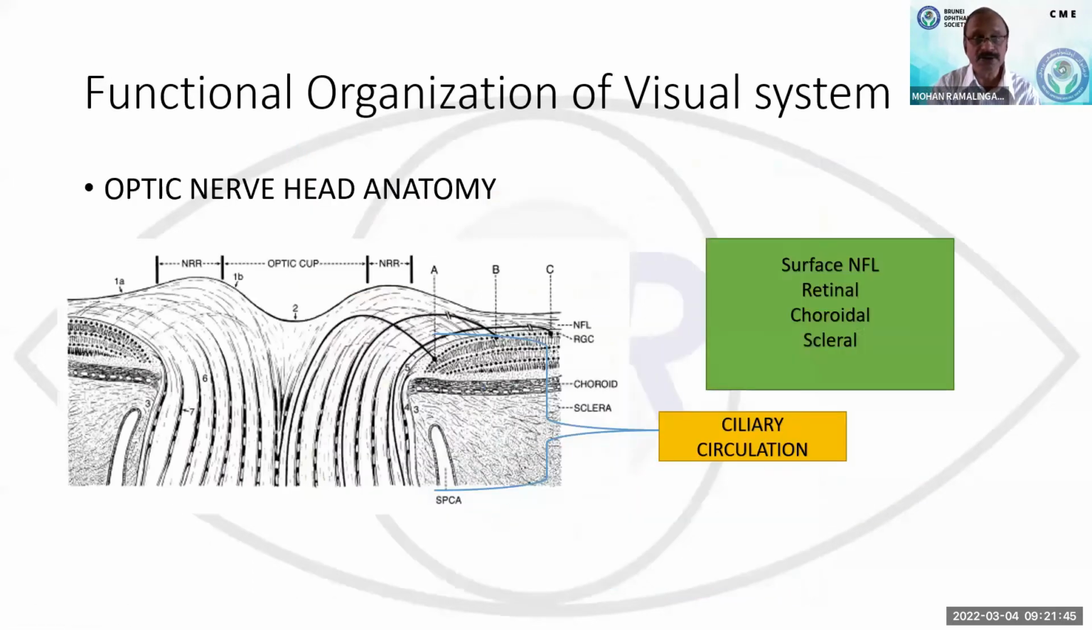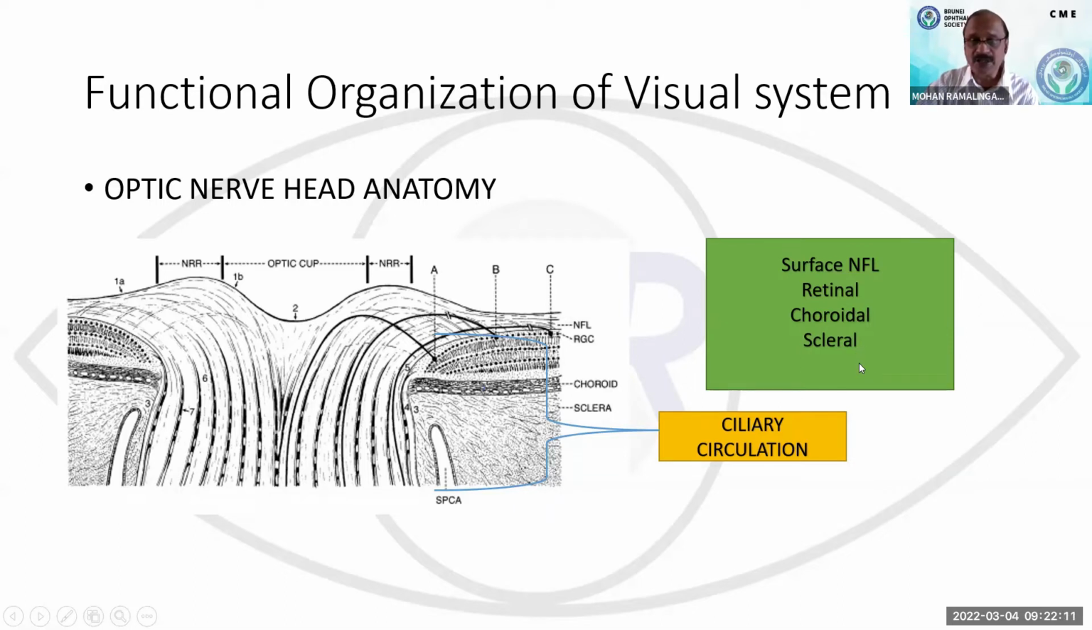Now the beauty is going to start. This is the optic nerve where the fibers exit, and what we see as the optic nerve in the ophthalmoscope is called the optic nerve head. Actually, the optic nerve head is made up of 4 layers: the superficial nerve fiber layer, the retinal layer, the choroidal layer, and the scleral layer.